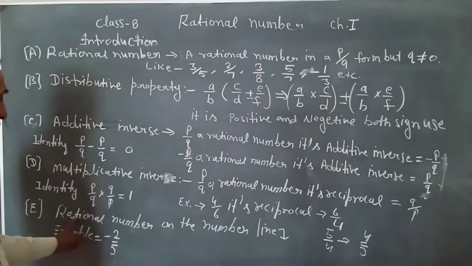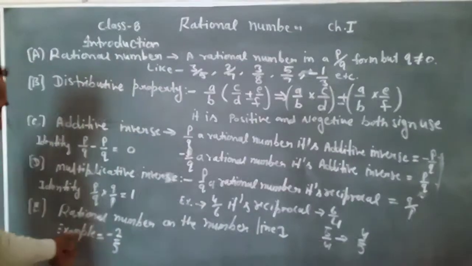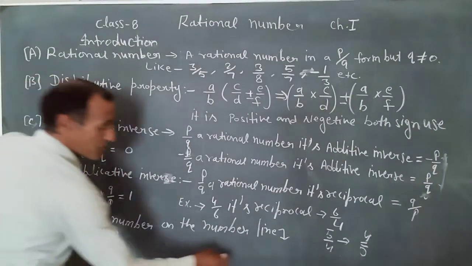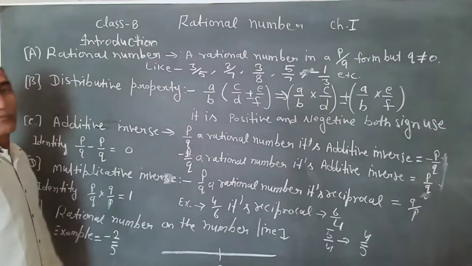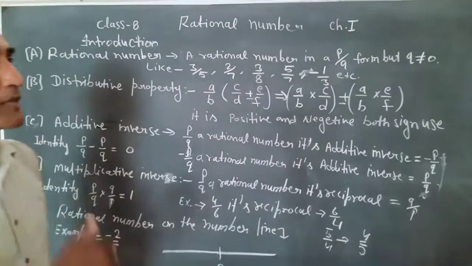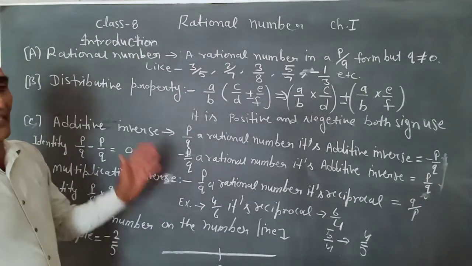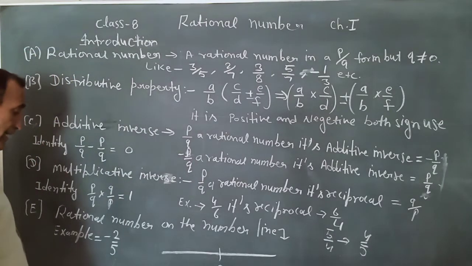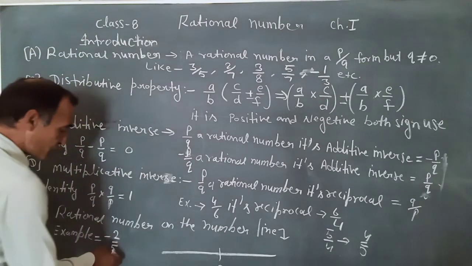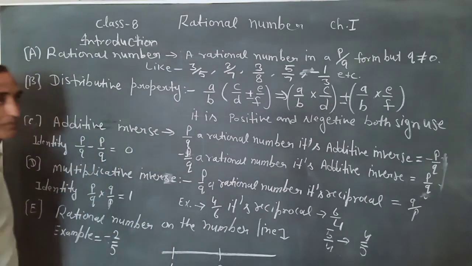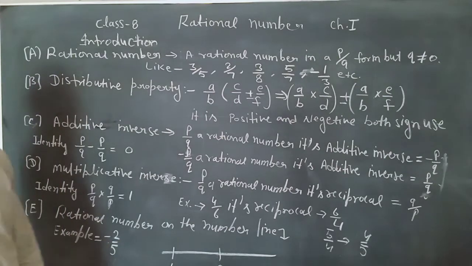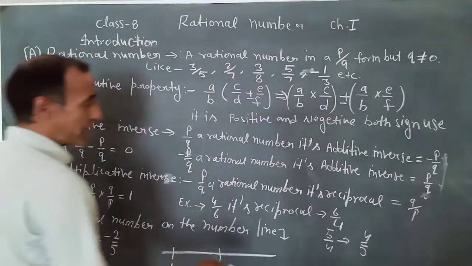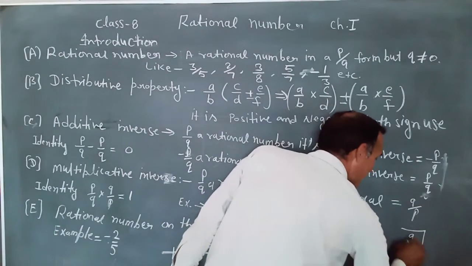The next topic is rational numbers on the number line. Here is one example: minus 2 upon 5. We draw a line and mark 0. From earlier classes you have seen that positive numbers are on the right hand side and negative numbers on the left hand side. So it is a negative number. Here the denominator is 5, so we put 1 here. At first we choose minus 2 upon 5 between which whole numbers.